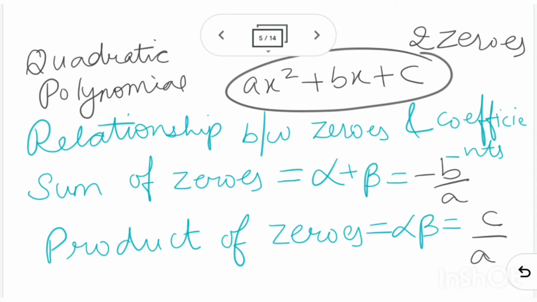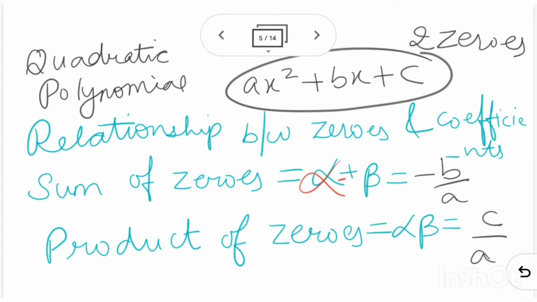Now we will find the relationship between zeros of a polynomial and its coefficients. We need to remember this relationship, sum of zeros. This quadratic polynomial will have 2 zeros, and we can name them alpha and beta. Sum of zeros will be equal to minus b upon a.